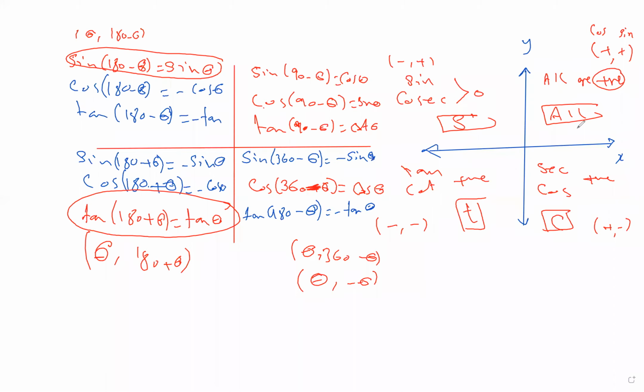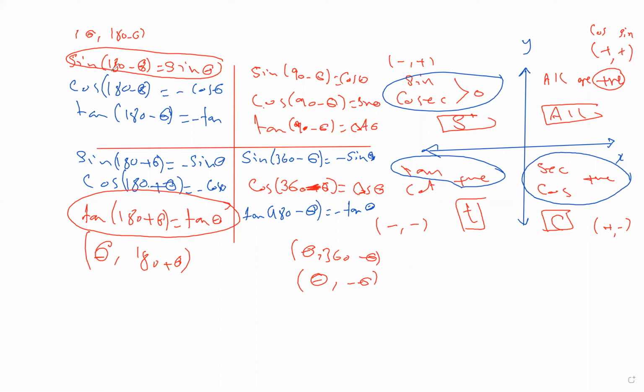We said here all positive: all the trigonometric functions in the first quadrant are positive. In the second quadrant, only the sine and its reciprocal are positive. In the third quadrant, tan and its reciprocal. In the fourth quadrant, cosine and sec. We noticed here in the second quadrant that sine is positive. So the property of the angle in the second quadrant is theta and 180 minus theta.